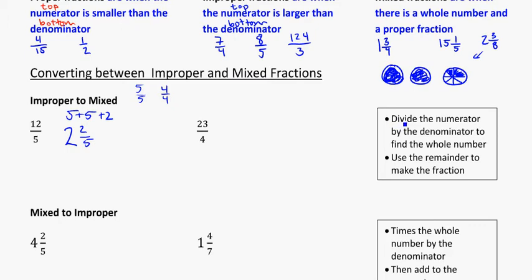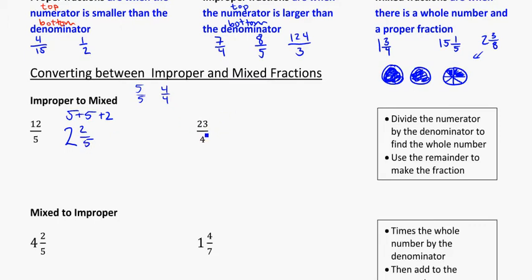And another way to do that is to divide the numerator by the denominator, so that means divide the top number by the bottom number. 12 divided by 5 goes in twice, whole. And then there's 2 left over, and that goes onto the top of the fraction. So 2 whole and the 2 remainder on top of the fraction.